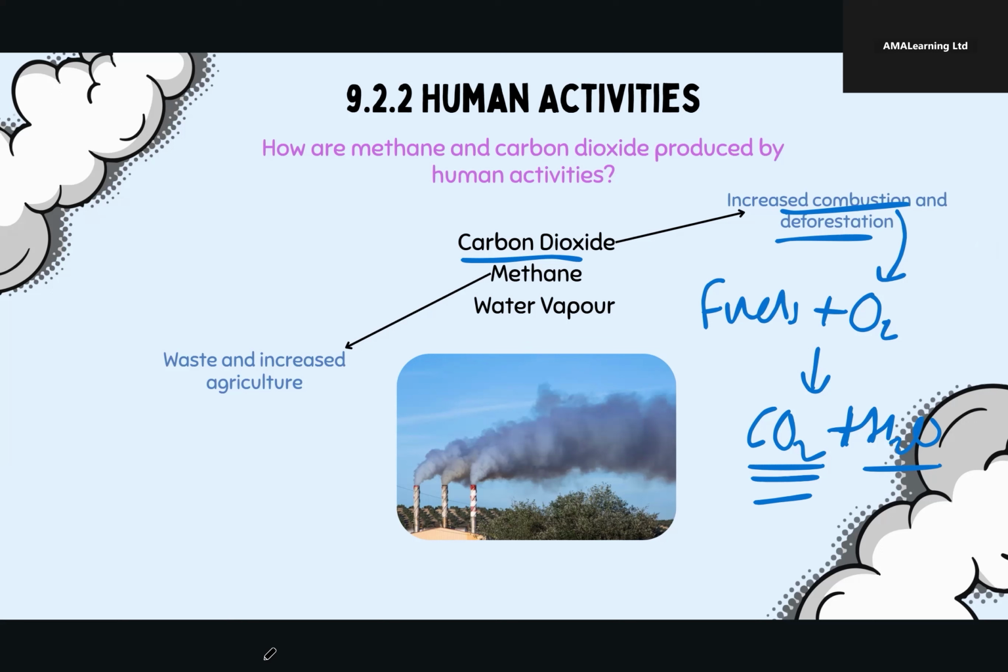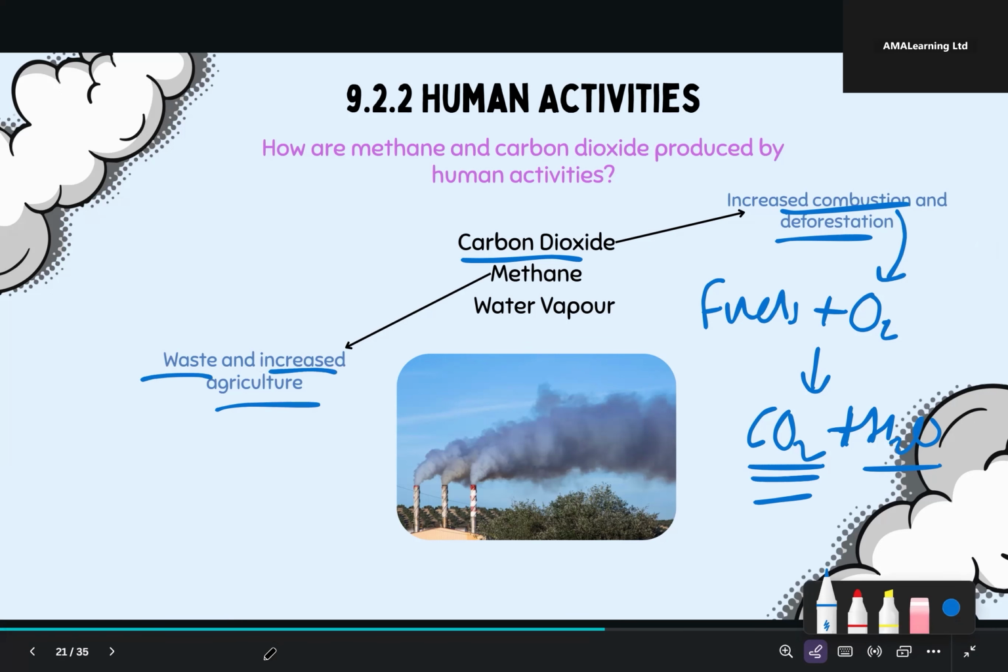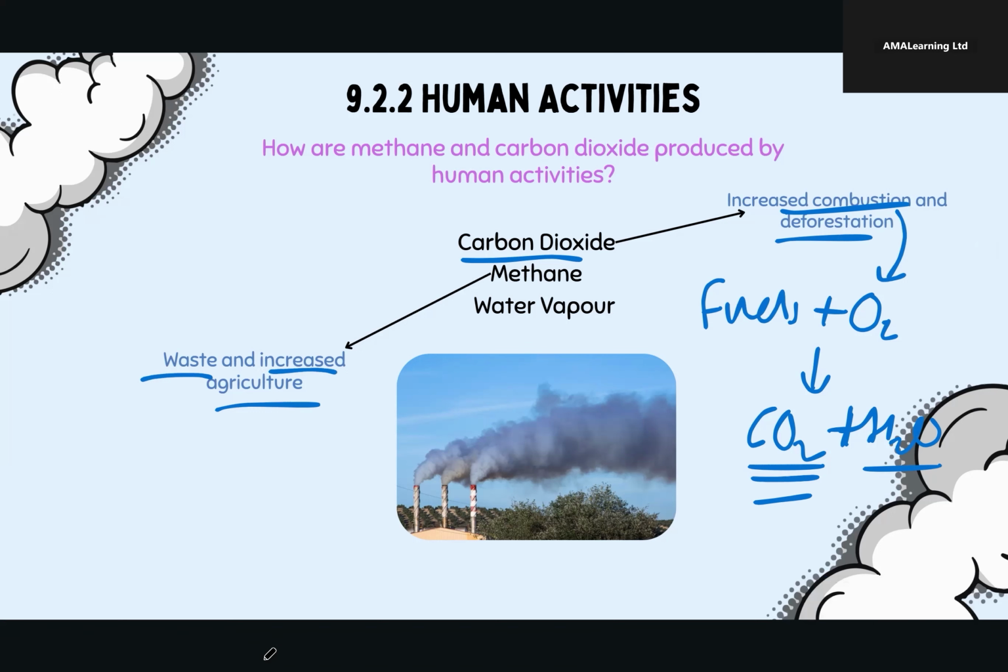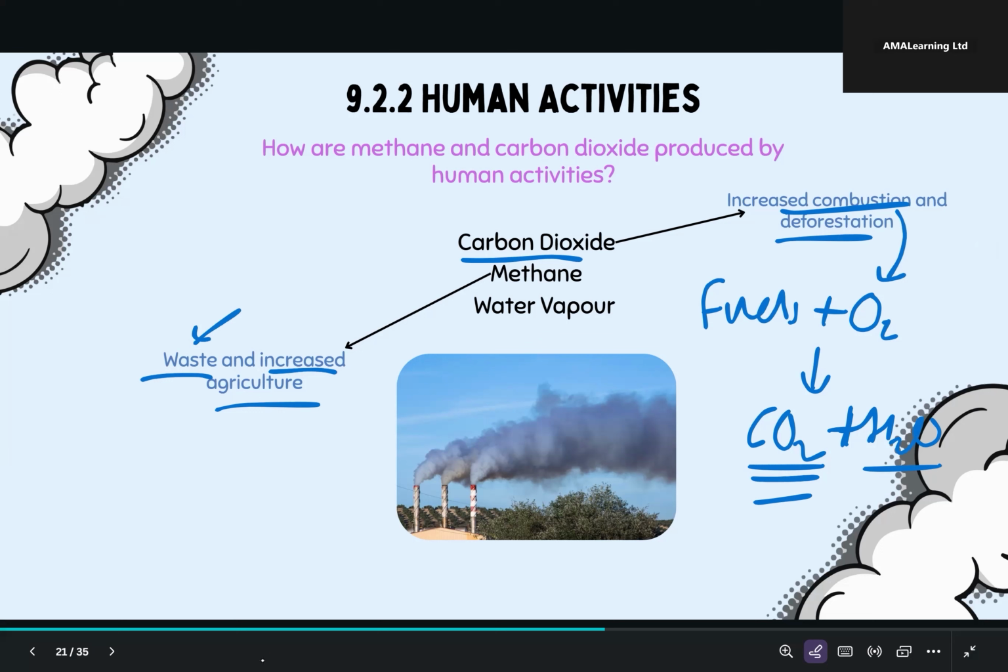Then methane comes from waste and increased agriculture. So when we put our food waste and we compost it, what happens is microorganisms feed off that waste and they produce carbon dioxide gas as well. And also they produce methane. Now, methane can be burnt off and used, but we waste a lot of food now. So that wasted food has caused a massive increase in methane.